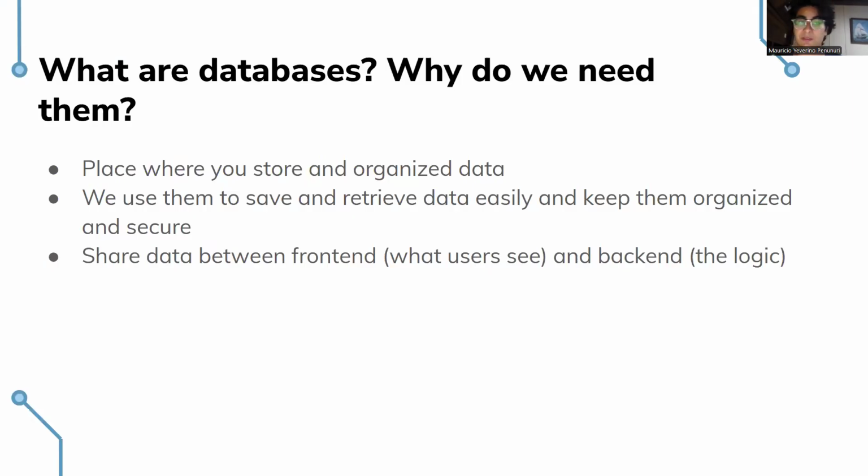So again, it is a place where we store and organize data. We use them to save and retrieve data easily and keep it organized and secure. Again, with Instagram, you log in and Instagram has all your information, the logs of the chats you've had with your friends, and it's secure because only if you give them the correct credentials would they actually give that information back to you.